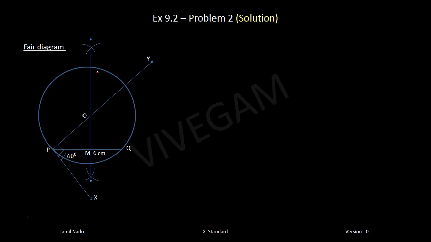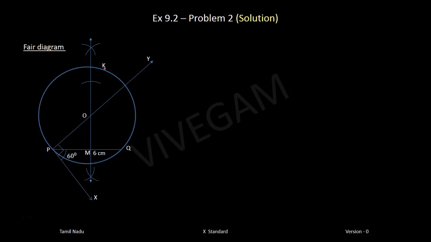But the problem is they want the altitude of the triangle PQR to be 4 cm. So what you'll have to do: we have named the point where the perpendicular bisector meets PQ as M. So with M as center and 4 cm as radius, draw an arc.